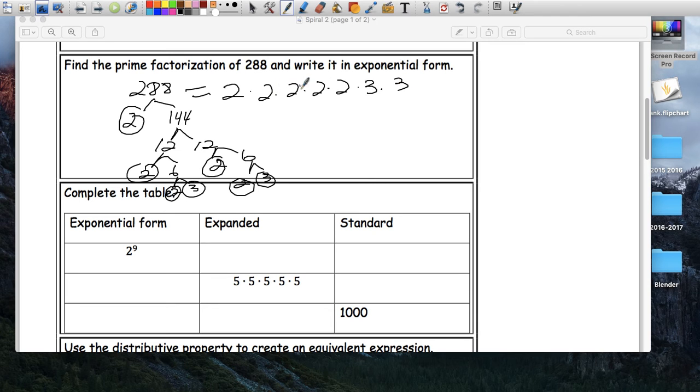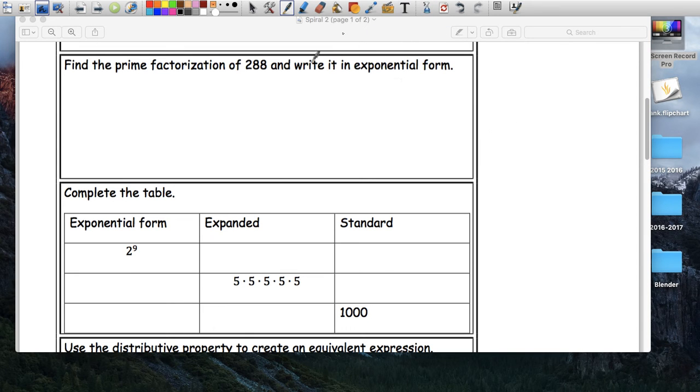2 times 2 is 4, times 2 is 8, times 2 is 16, 16 times 2 is 32, and 3 times 3 over here is 9. So 9 times 2 is 18, carry the 1, 9 times 3 is 27, plus 1 is 28. Look, we ended up back at our original number. So in exponential form, that would be 2 to the 5th power times 3 to the 2nd, and that's our final answer.